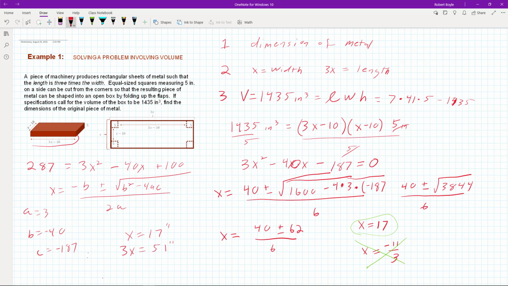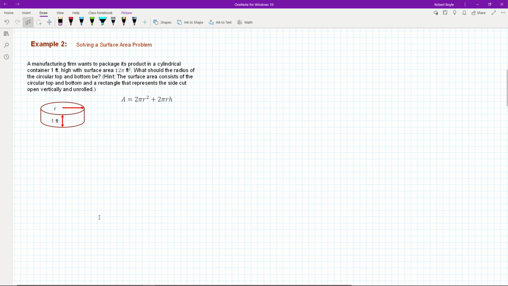1435. So this does indeed work out. Our next problem involves a surface area problem. And here we have a manufacturer of a firm wants to package its product in a cylindrical container which is 1 foot high with a surface area of 12 pi feet squared. What should the radius of the circular top be?